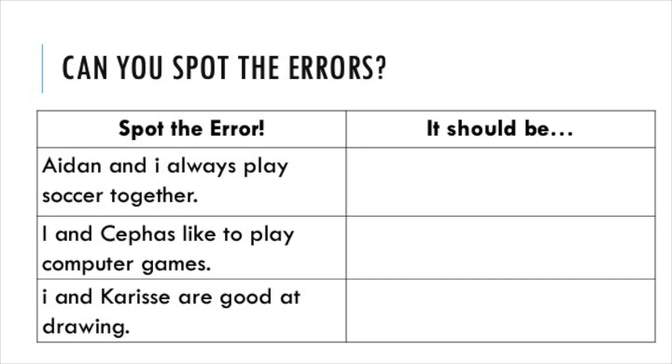So what we're going to try and do is I'm going to show you three sentences and they all have a mistake in them. You're going to see if you can spot what is wrong with these sentences. The first sentence I'm going to show you says, Aiden and I always play soccer. Can you tell what is wrong with this sentence?